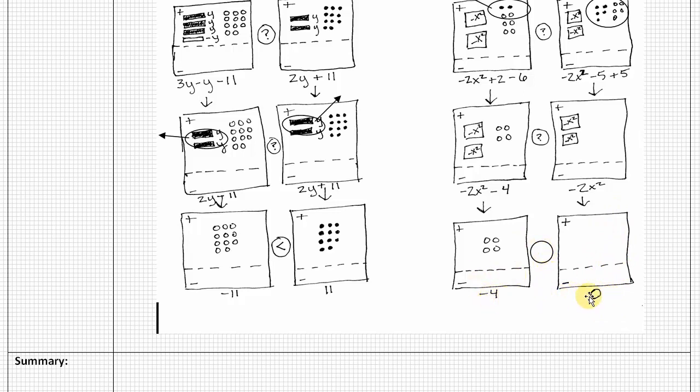So how would those two values compare? Well, negative 4 is less than 0. So we would say that the right expression is greater.